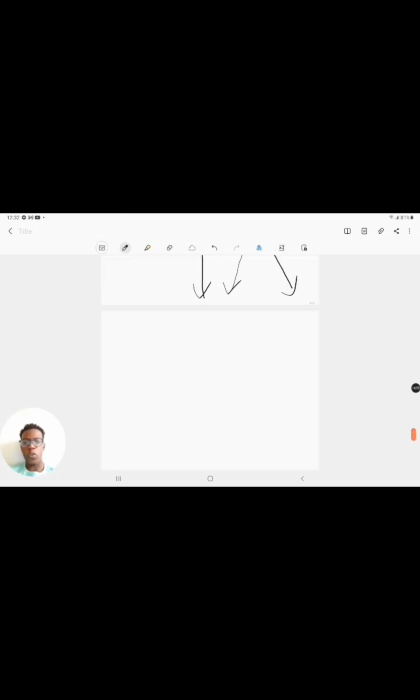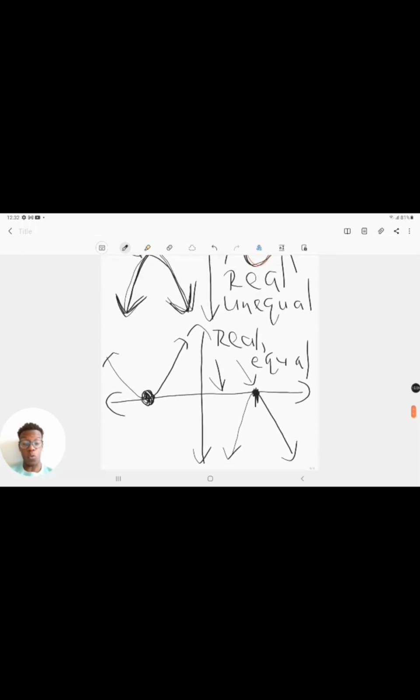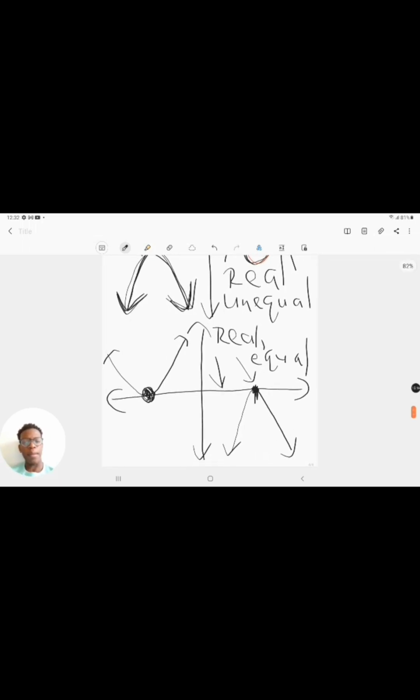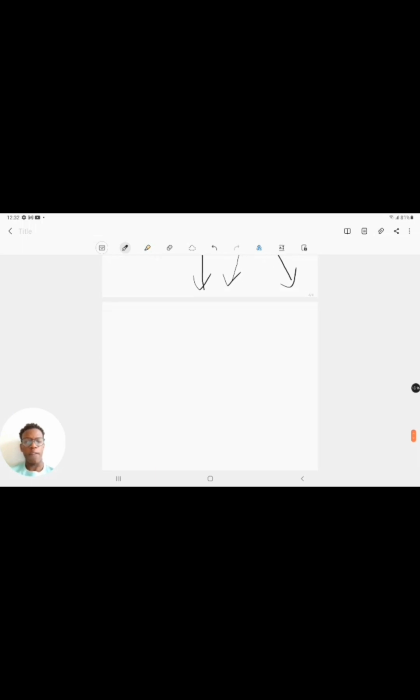Now, we've just established graphically, using graphs, whether roots are real or non-real, unequal or equal. But how do you establish that mathematically? I find that it's easy to understand what is going on mathematically if you understand what is happening graphically. If you understand the graphs, then the mathematics should be easy.